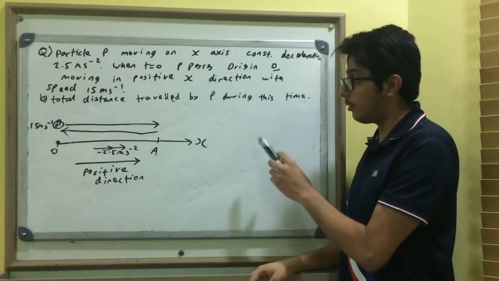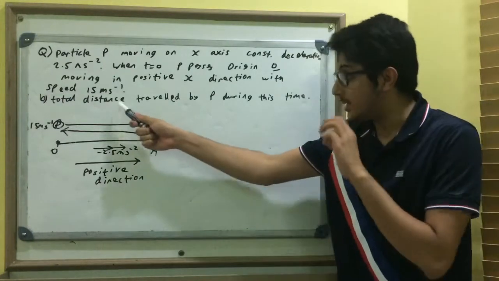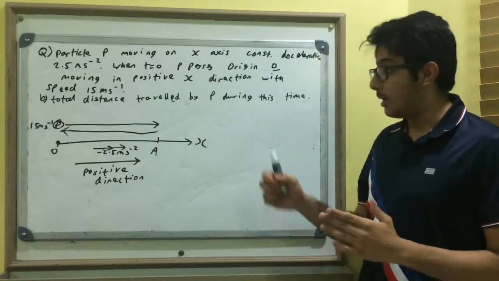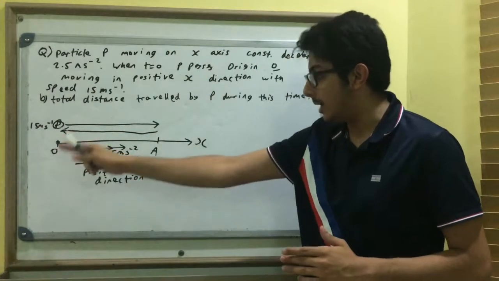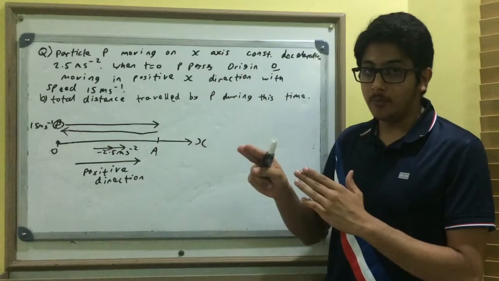It wants you to find the total distance traveled by P during this time. Now it says distance, not displacement, so you can't do what you did in the first question. In the first part of the question, you looked at this as a whole journey, going from O to A, then back from A to O.